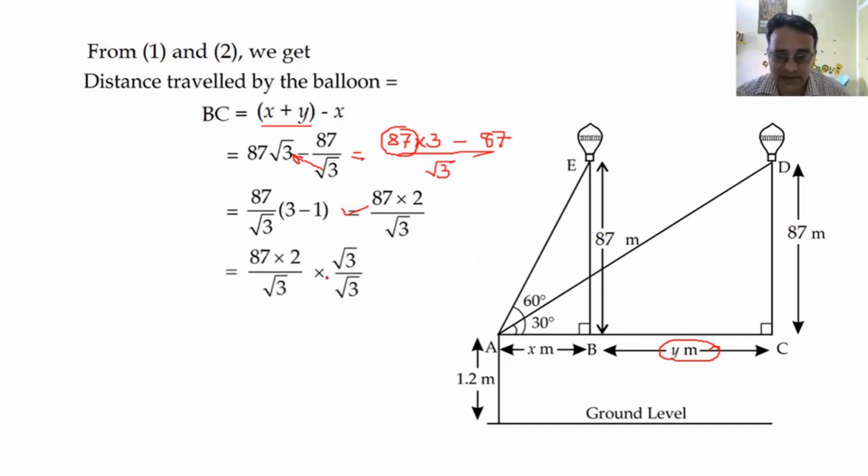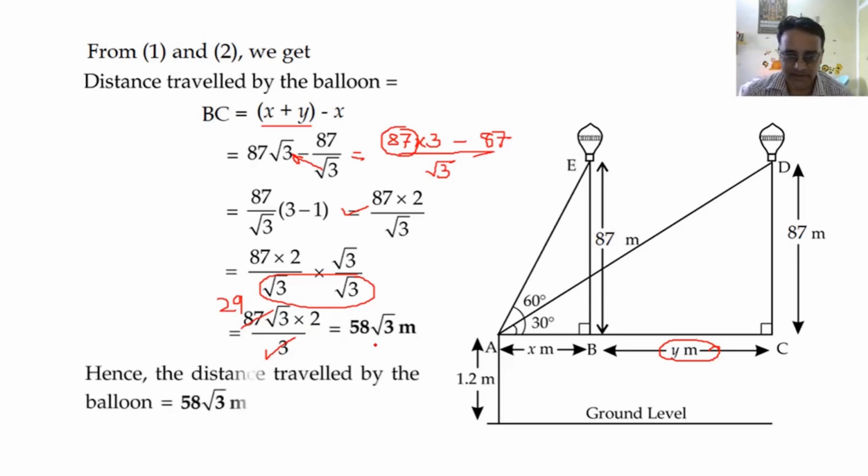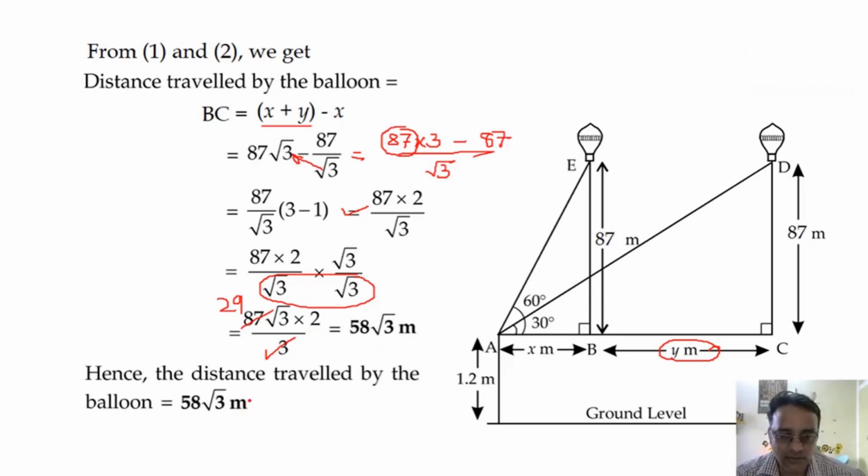Okay. So finally we are going to rationalize root 3 by root 3 and this will become 3. So 87 root 3 into 2 upon 3. So ये cancel हो सकता है. कितना मिलेगा? 29 root 3. 29 root 3 into 2. So final answer 58 root 3. Okay. So hence the distance traveled by the balloon is 58 root 3.